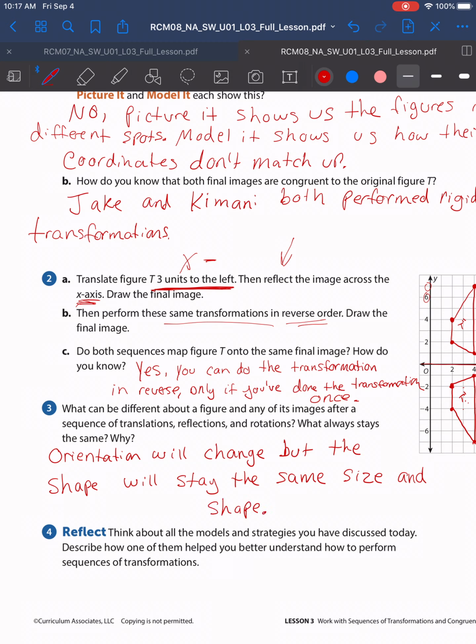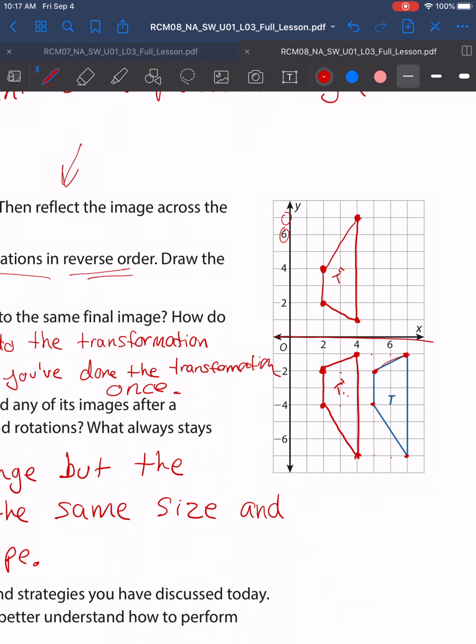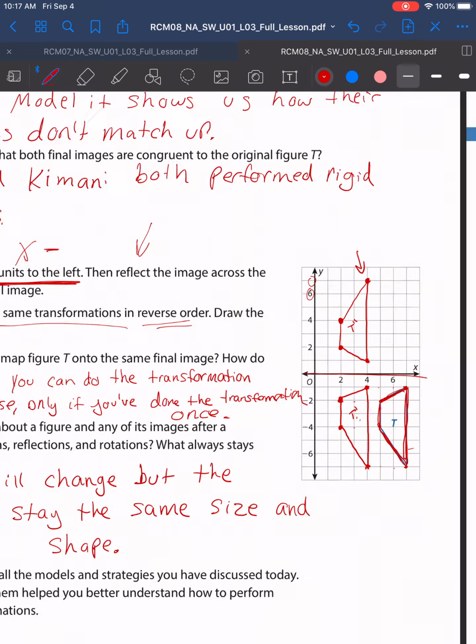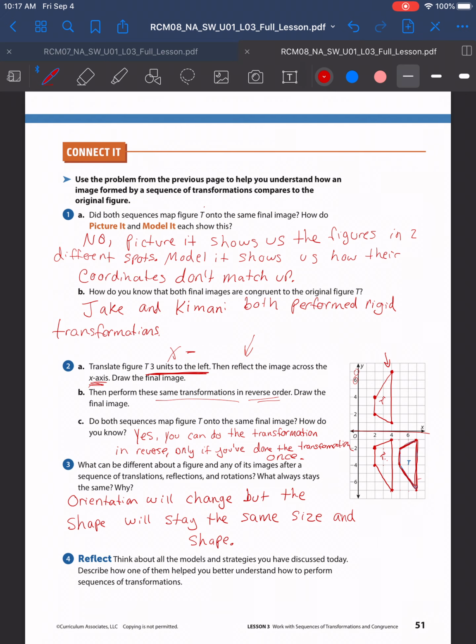The orientation will change. Orientation means like where it's located. So the orientation of this did move, right? Now it's already in quadrant number 1. So the orientation changed, but did the shape itself change? Like it doesn't look different. Even if I were to reflect it and it's like different looking, it's not a different shape. It's still the same shape, it's just changed its orientation.